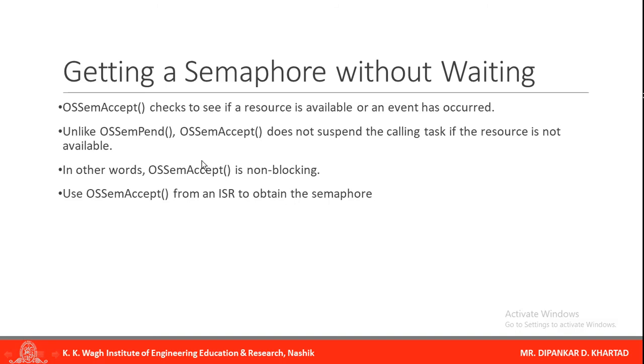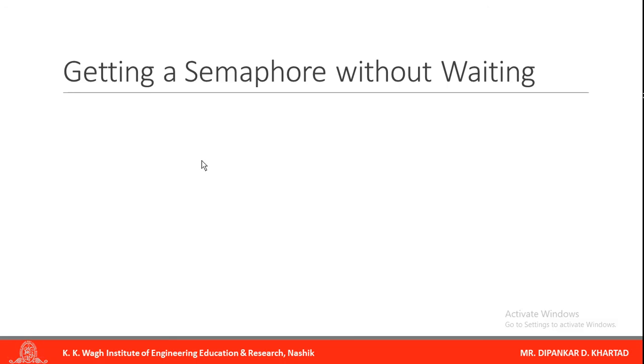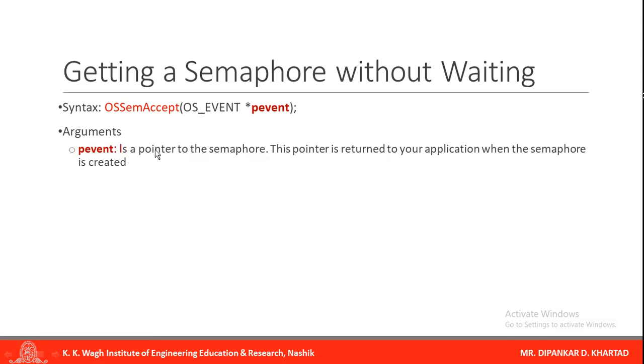We have already seen that diagram with the task on the middle and left side and the ISR at the bottom left. So if the ISR wants to obtain this semaphore, we have to use this function, that is OSSemAccept. Now the syntax is OSSemAccept, and we have to mention the pointer of the semaphore. The argument is p_event, a pointer to the semaphore.